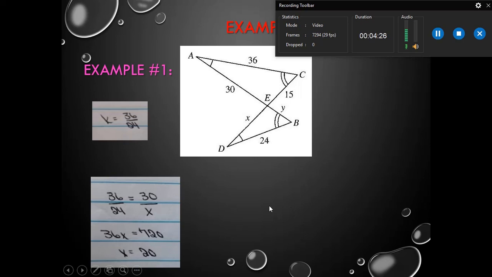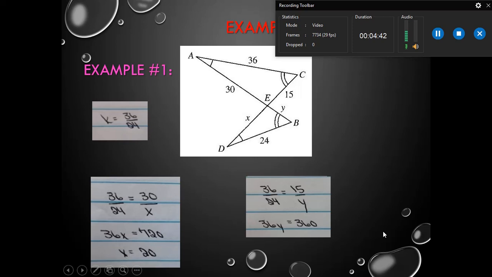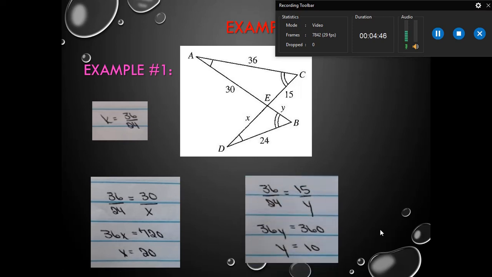We're going to do the same thing, solving for y, and again, I'm going to start with my scale factor k. 36 is to 24. Remember, the big figure is where we want to start for the next ratio. 15 is to y. When I cross multiply, there's my equation, and y is 10. If I were to reduce k to lowest terms, there's a common factor of 12. This would be 3 to 2.